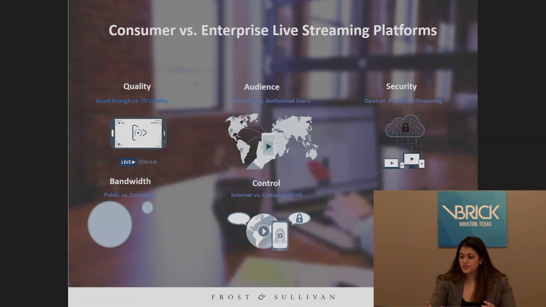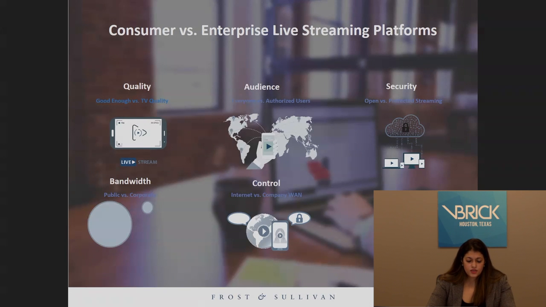So we're going to talk about the five ways in which enterprise video platforms are different from consumer live streaming platforms. And I think the five factors are quality, audience, security, bandwidth, and control. Consumer live streaming platforms may deliver good enough quality, but enterprise employees demand TV quality broadcasts. Consumer live streaming platforms are broadcast to the world and a very large audience, whereas with the enterprise, you want your content to be viewed only by authorized users.